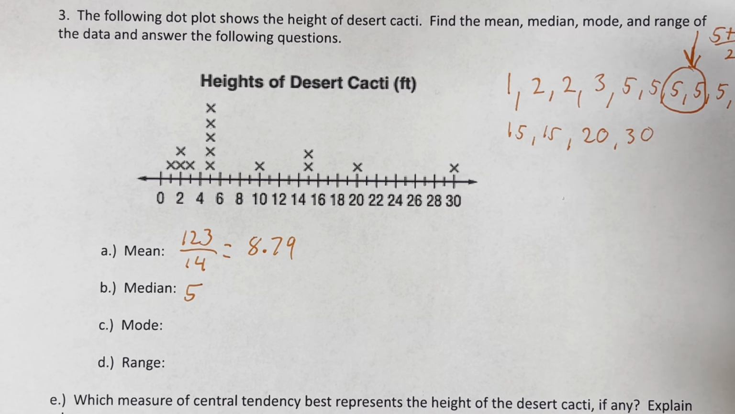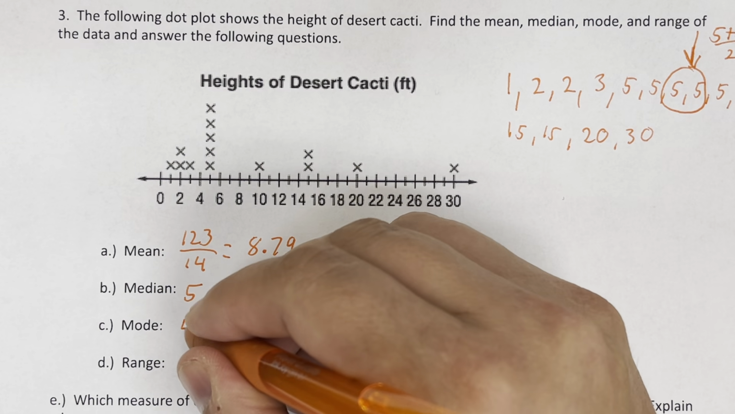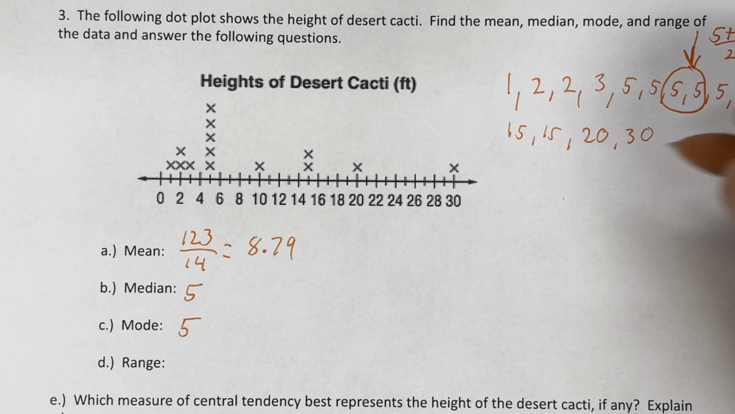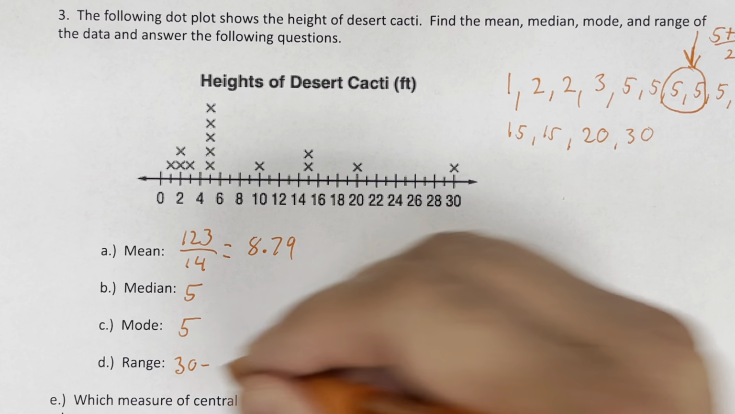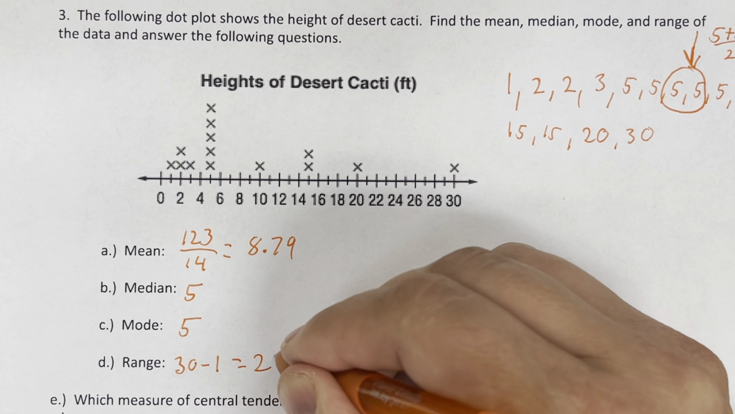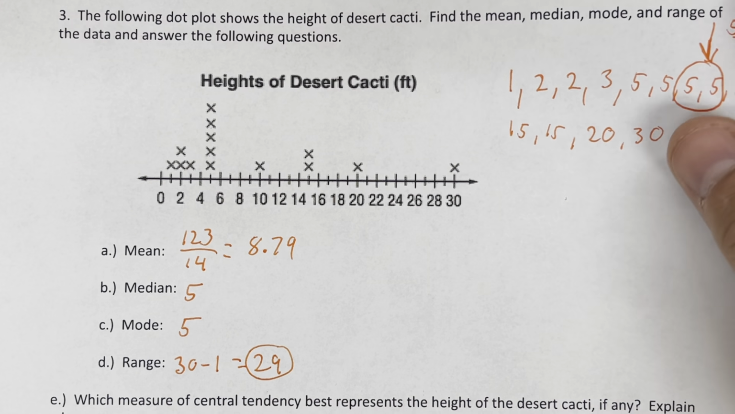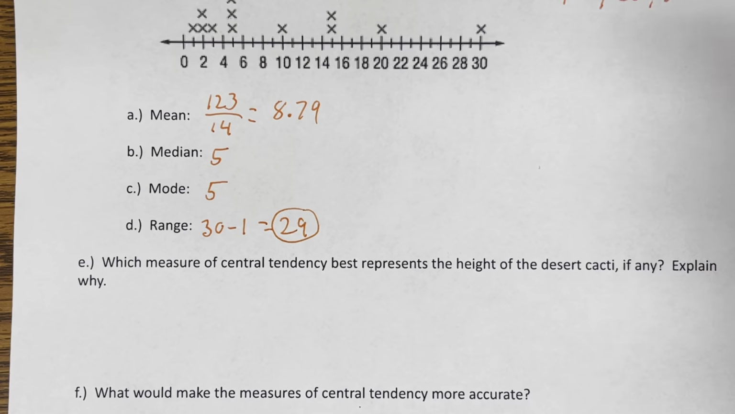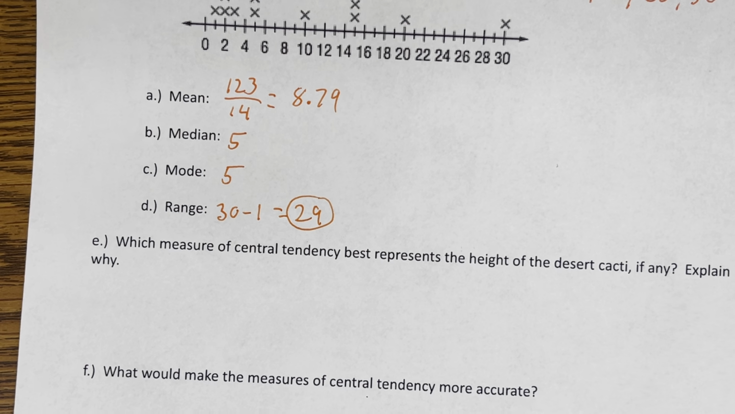The mode, which one occurred most frequently? 5 did. There were 5 of them. And the range, biggest one, 30, minus the smallest one, 1. I get 29. So which measure of central tendency best represents the height of the desert cacti?